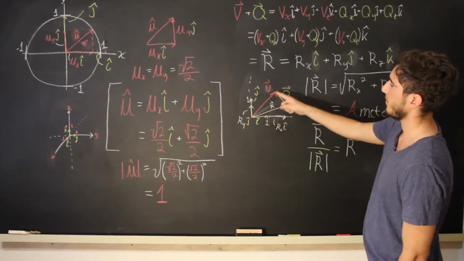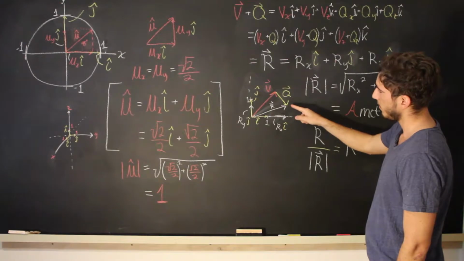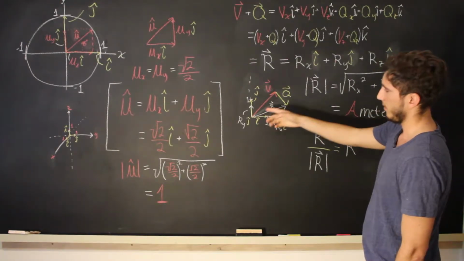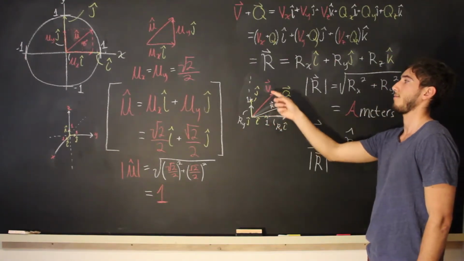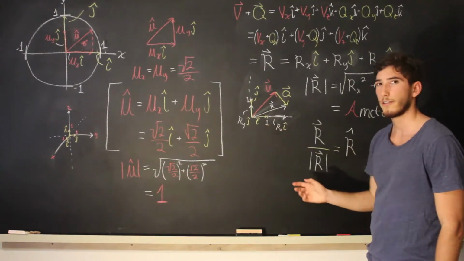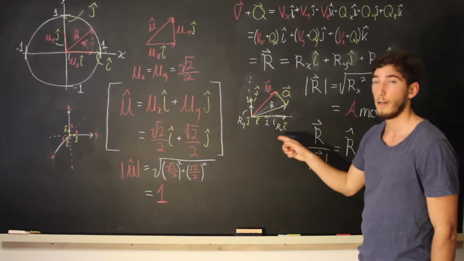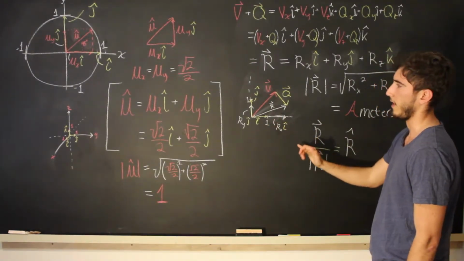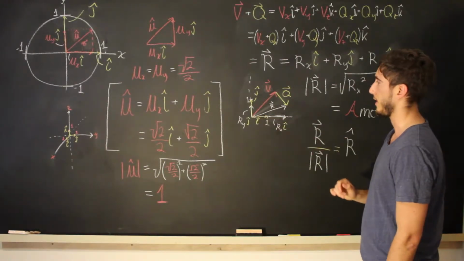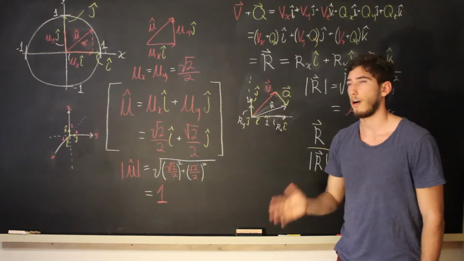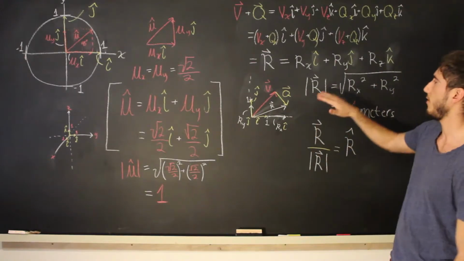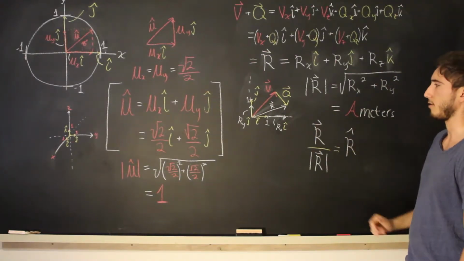So we have vector v, we have vector q, and we have vector r. Vector r is the addition of vector v and q. Here are my unit vectors, and here are my vectors that describe vector r of x times i hat, r of y times j hat. So vector r is not a unit vector. The magnitude of vector r is equal to a meters.